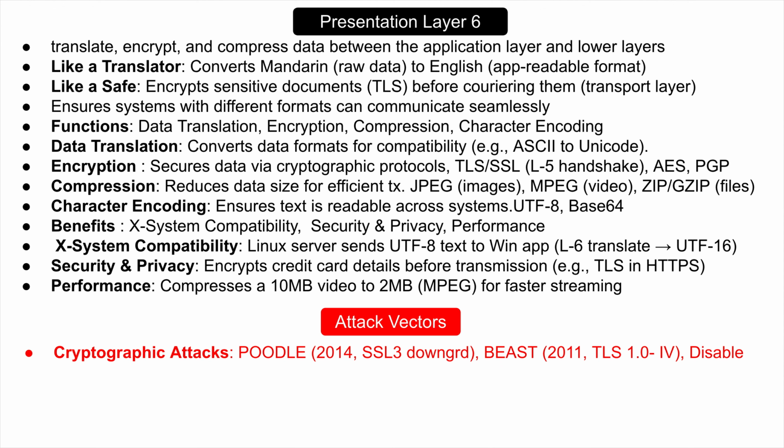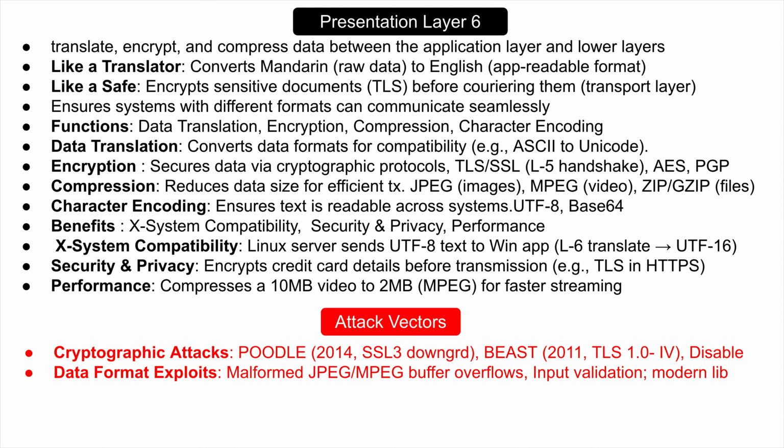Then there is the BEAST exploit, which stands for Browser Exploit Against SSL and TLS, and it was introduced in 2011 and targeted TLS version 1.0. Actually this exploit was against the weak initialization vector used in this protocol. So what we can do is disable TLS 1.0 and SSL, and we should only use TLS 1.3. We should not use any version of SSL.